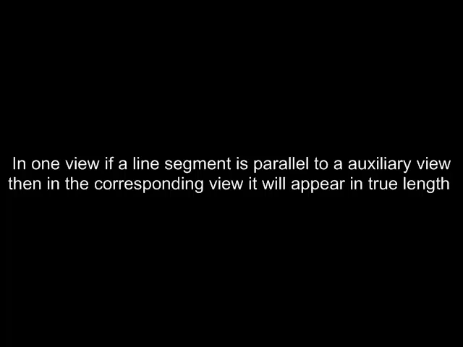First, in one view, if a line segment is parallel to an auxiliary view, then in the corresponding view it will appear in true length. Also, if a true length line segment is perpendicular to an auxiliary view, then in the corresponding view it will appear as an edge view. Now, that might sound complicated.